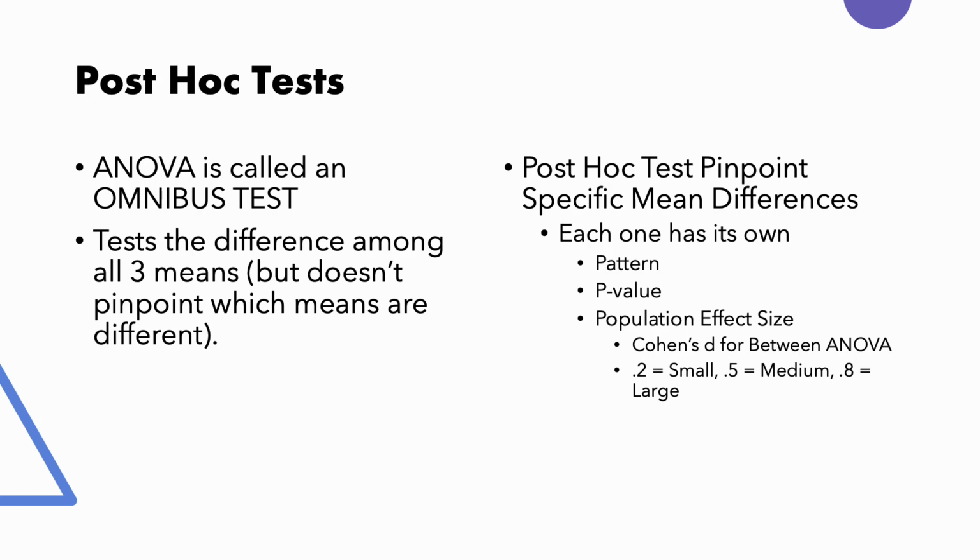With this test, with the ANOVA, we call it an omnibus test. It just tells us if there's some difference among the three means. It doesn't pinpoint it. To pinpoint the difference, we have to run post hoc tests. Each of these tests that compares two means has its own pattern, p-value, and population effect size. So in this example, we're comparing condition A to condition B. That has its own pattern, p-value, and population effect size. The population effect size for these post hocs is, again, Cohen's d, and it will give you the 95% CI of Cohen's d. Then we have to compare A to C and B to C. So we have three comparisons, each with their own pattern, p-value, and effect size.